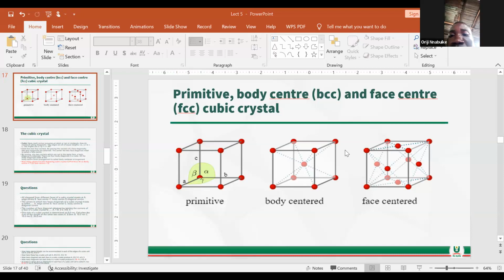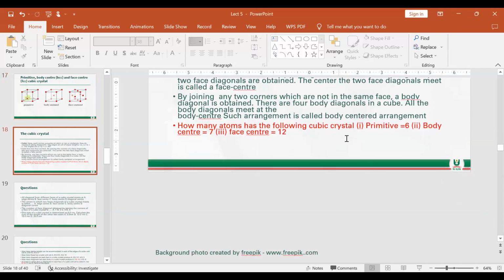If you carry a cube of sugar, count the number of faces, count the up one. When you count the up one, 1, 2, 3, 4, 5, 6. So you have 6 faces. So 6 plus 8 is how many? 14. So just like you said, a primitive crystal will have 8 atoms, not 6.